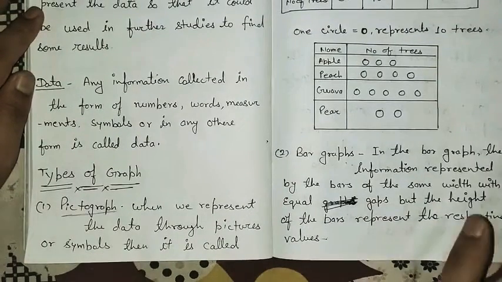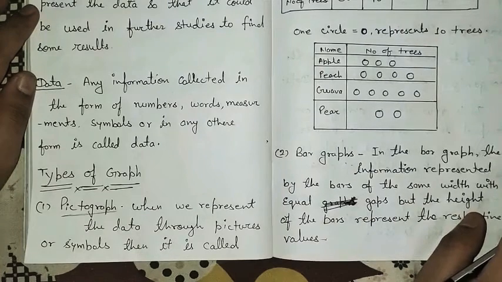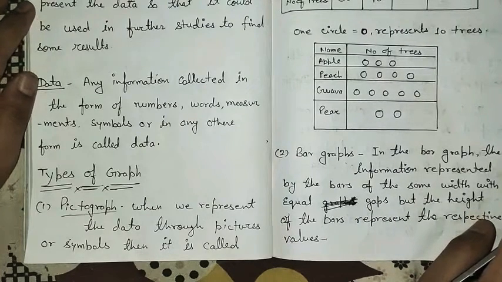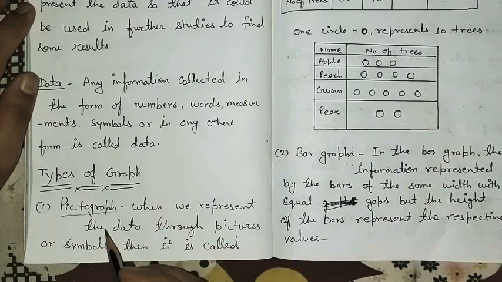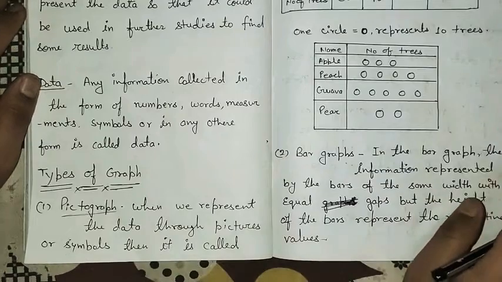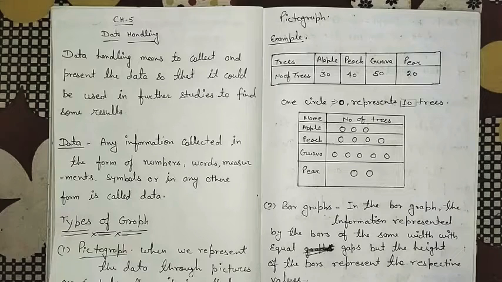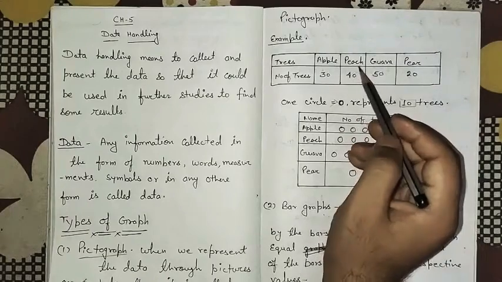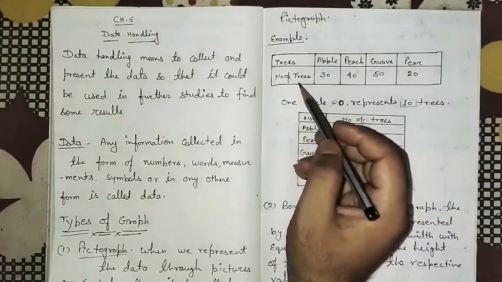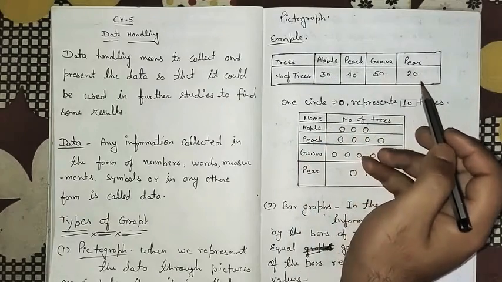First one is pictograph. I hope that you have already learned about pictograph in your 5th class or 6th class, so I'm just recalling it. When we represent the data through pictures or symbols, then it is called pictograph. Let's take an example. If I ask a student to count the different types of trees in my garden, like apple, peach, guava and pear, and the student gave me the data: number of trees of apple equal to 30, peach 40, guava 50 and pears 20.